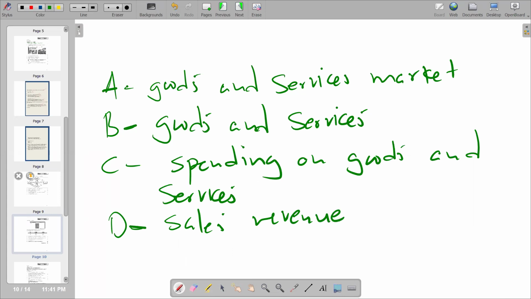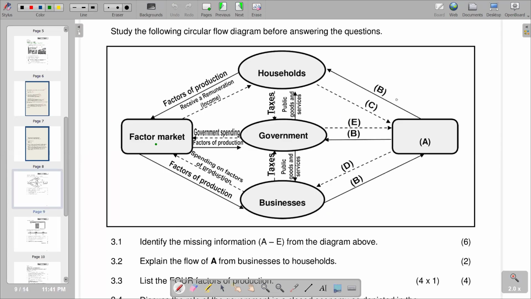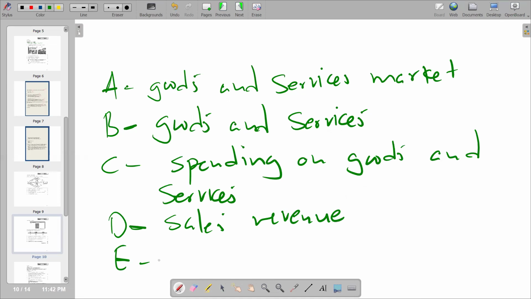And then we go to the next part, where we have E, the last one. E is a movement from the government to the goods and services market. So obviously, the government also buys. This arrow is the government spending as they buy goods and services from the goods and services market. So E is government spending.